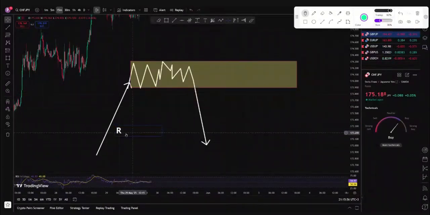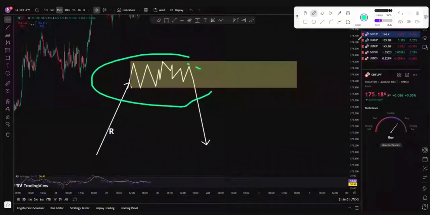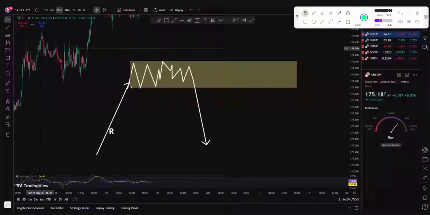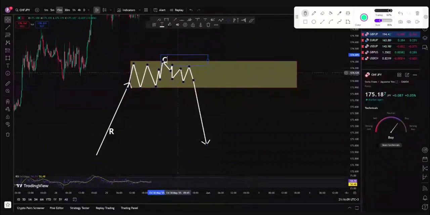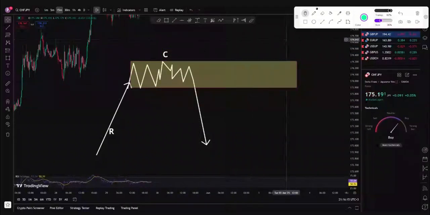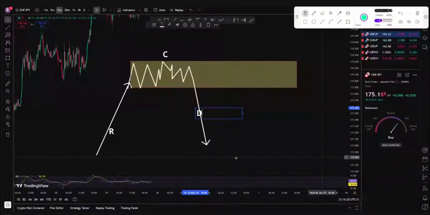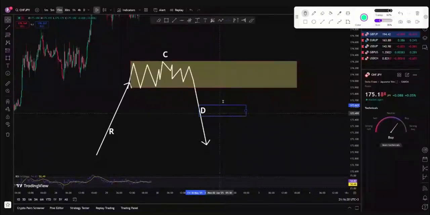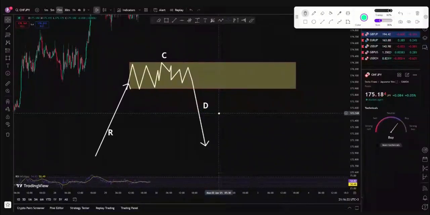So that's a rally. Obviously, we know when the price is going sideways, this is called consolidation, so just mark that with a capital C. Marking it is done in trading even if it's a little bit exciting. So that's a consolidation zone, and I'm going to mark it with a C. Then a sudden downward movement of price is called a drop. So we are going to mark that with a capital D, like that.